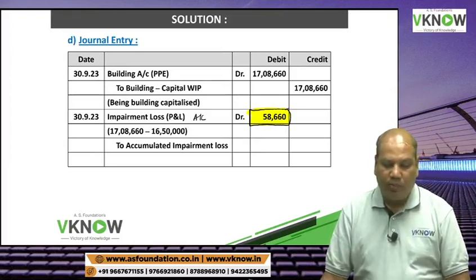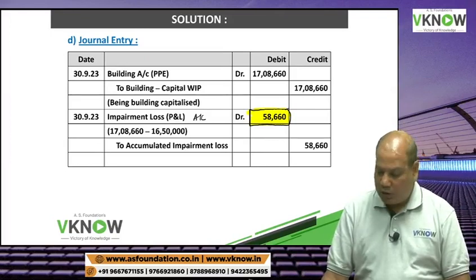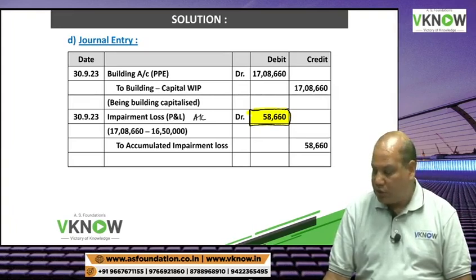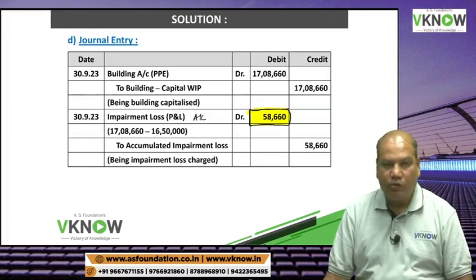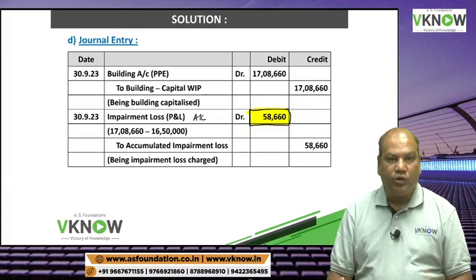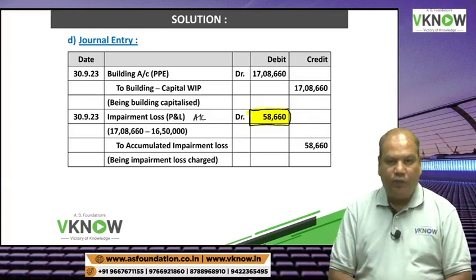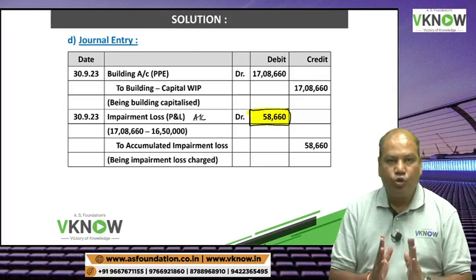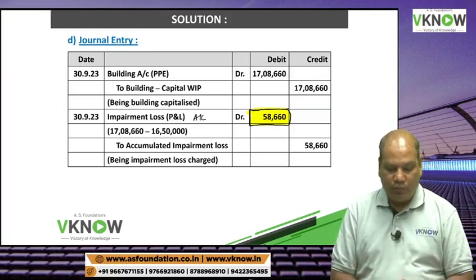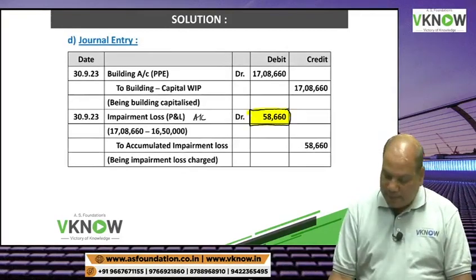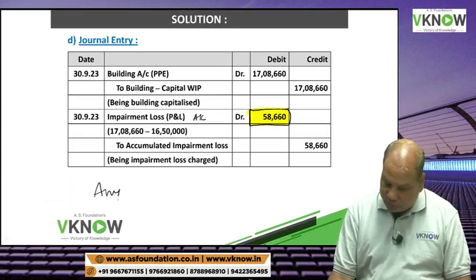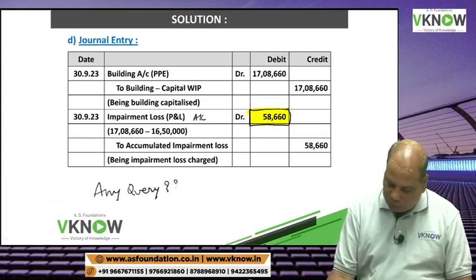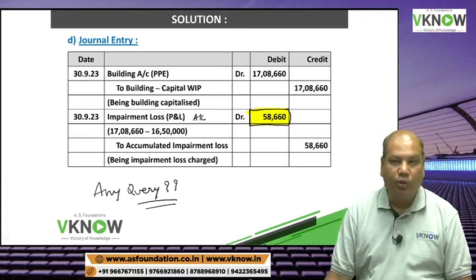To accumulated impairment loss, 58,660. Being impairment loss charged. So on every concept we are taking a question. If such questions are asked in the exam, you should be able to handle them. Okay, so this is the answer of this question. Any query till now? If you have a query, ask me.